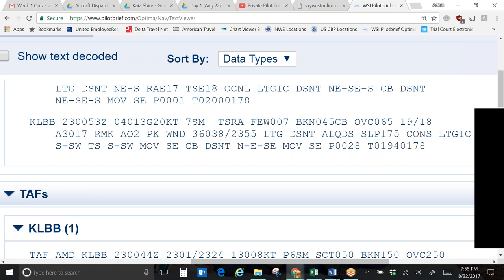You could see FG in there, and you'll see it all when we look at it more. GR would be hail. You could see BLDU, which is blowing dust. There's a lot of different things you could see. But yeah, go ahead. A few clouds at 700 feet, broken at 45. Yep. Overcast at 6,500 feet, 19 degree, 18 degree dew point.